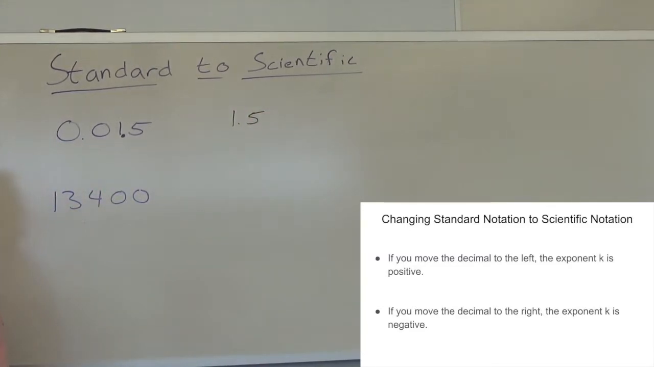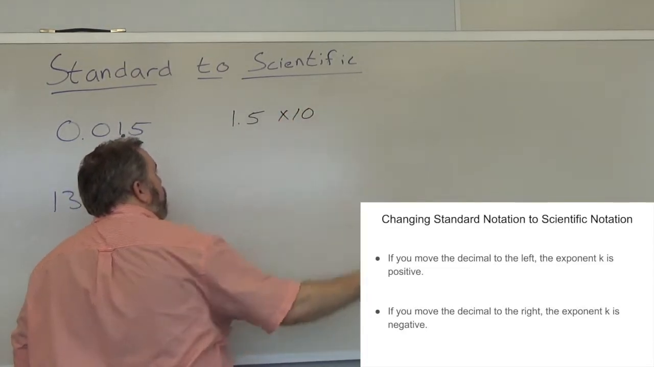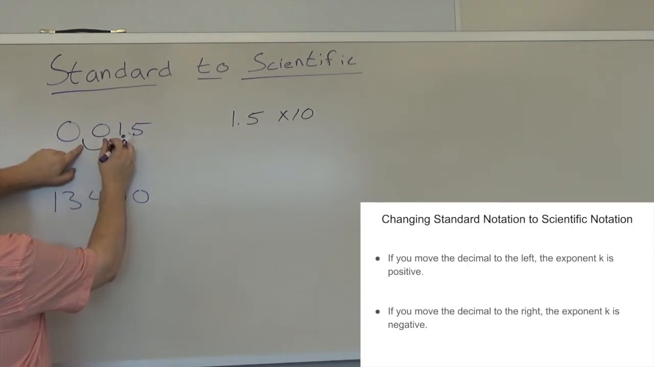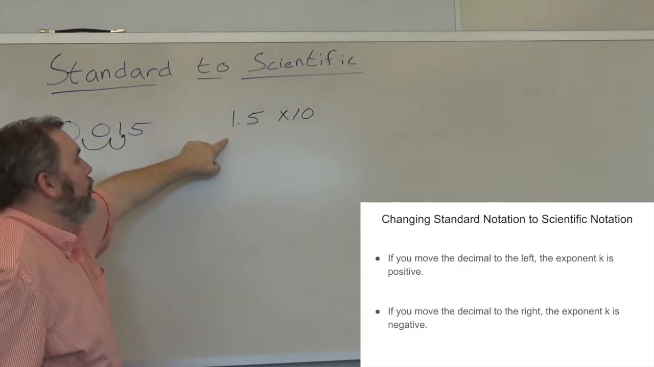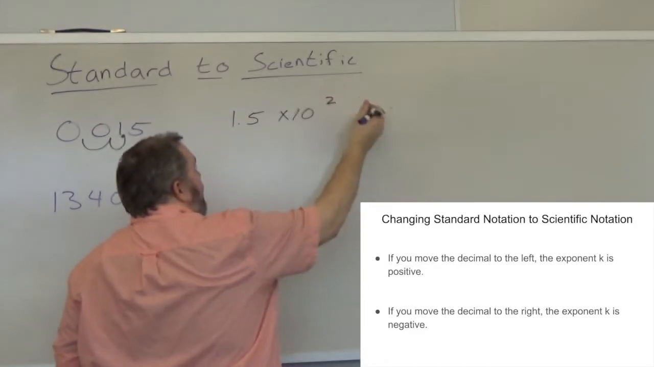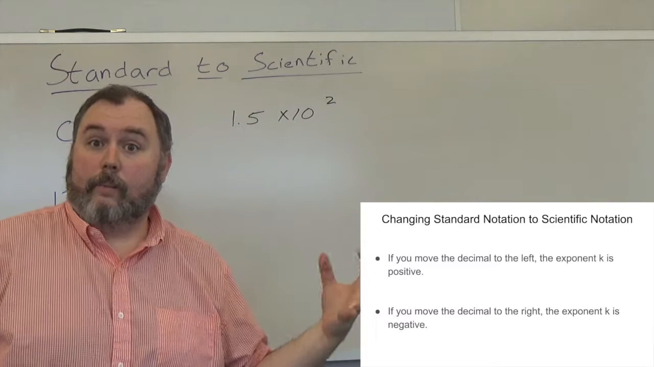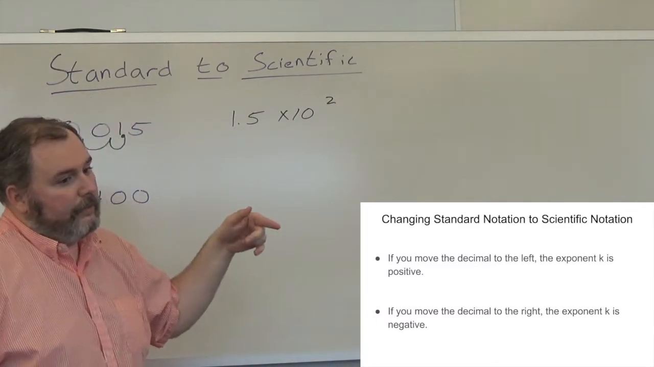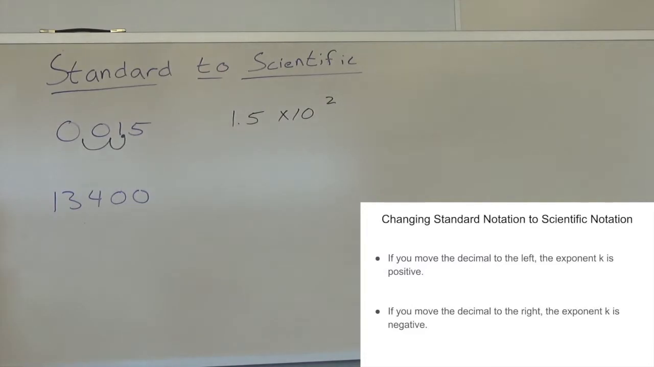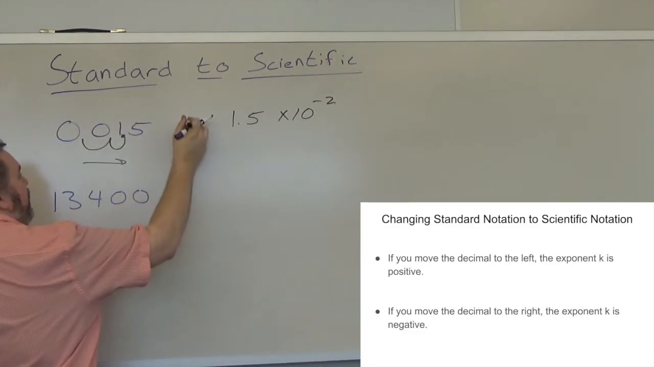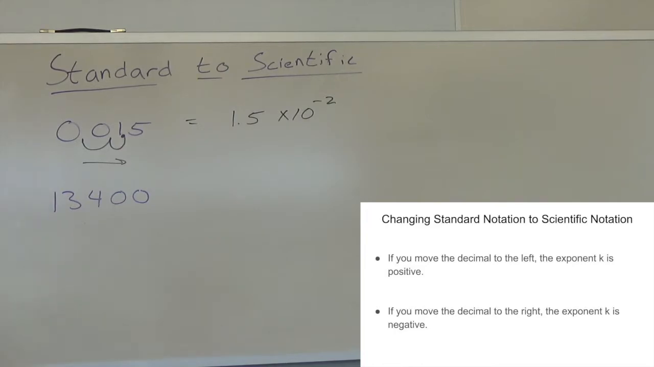Now, what we've got to figure out is the k part to our equation. All right, how do we do that? Well, one, we count how many times we moved the decimal. The decimal was originally here, but we moved it once, twice. So it's going to be 1.5 times 10 to the second power. The question that you need to ask yourself now, though, is is this going to be a -2 or a +2? Well, look at what your rule says. It says that if you move the decimal to the right, it is a negative. Well, did I go to the right? Yes. So, when I write this number in scientific notation, I get 1.5 times 10 to the -2.